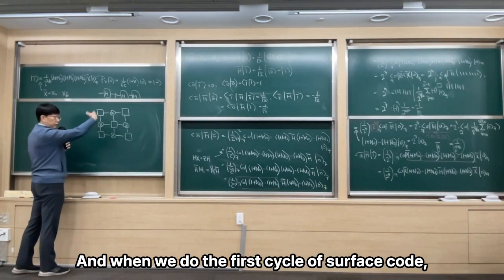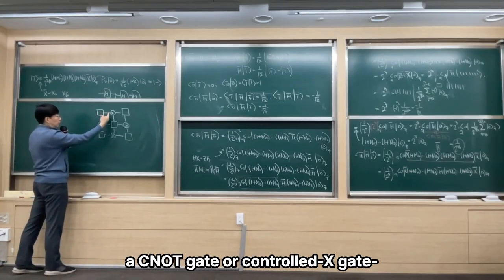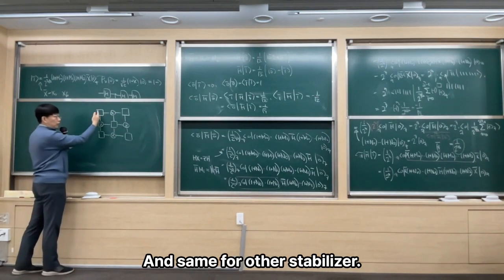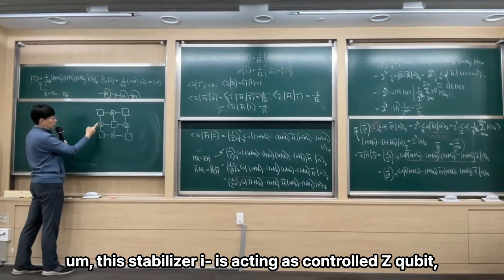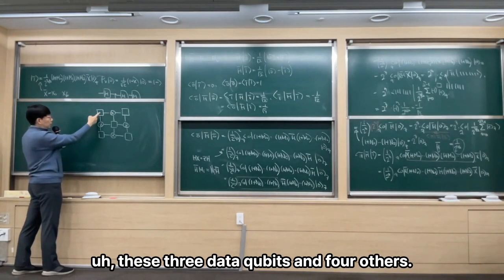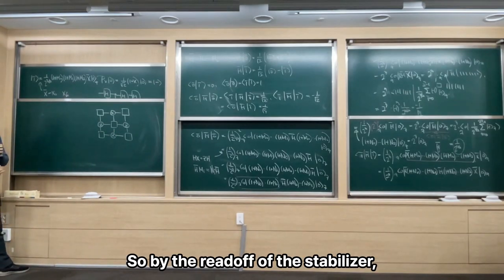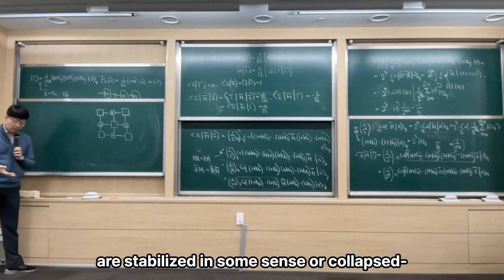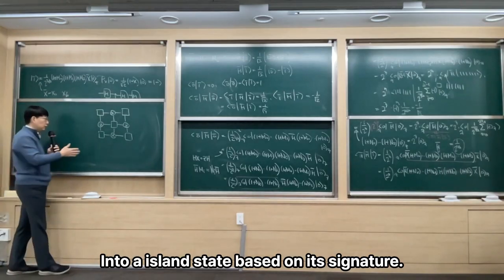And when we do the first cycle of surface code, then we have a control X gate from here to here, here to here, and here to here. And same for the other stabilizer. When I do the cycle, this stabilizer is acting as a control Z gate on these 3 data qubits, and likewise for the others. So by the read-off of the stabilizer, we know that these data qubits are stabilized in some sense, or collapsed into an eigenstate based on its signature, right?